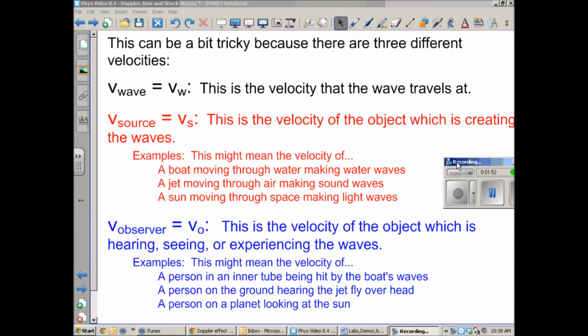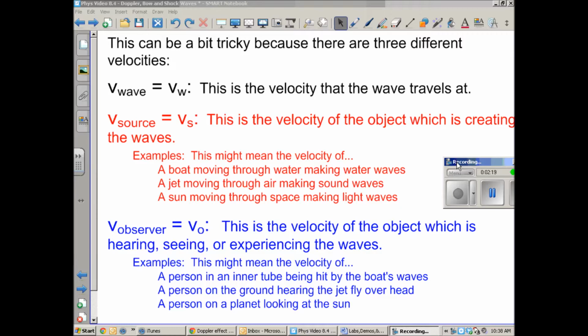All right. As the jet flies overhead, you might be on the ground listening to it. If you're moving, you're the observer. Well, even if you're not moving, you're the observer. But if you're moving, you would have a velocity, right? And then similarly, if you're on a planet looking at that sun, the planet's moving, so you're going to have a velocity because of that. All right. So there's two objects, the source and the observer. The source creates the waves, the observer experiences them, and then the wave itself also has a velocity.